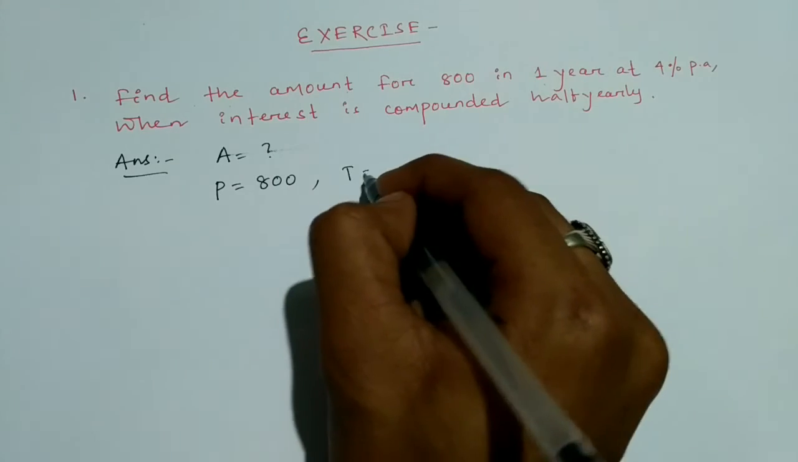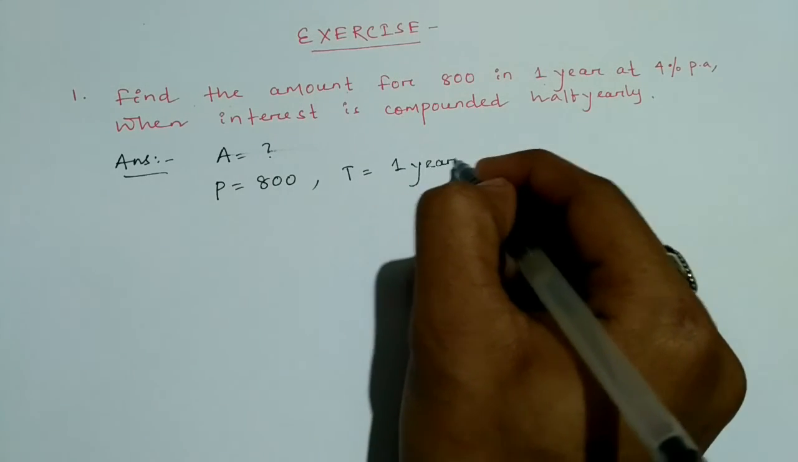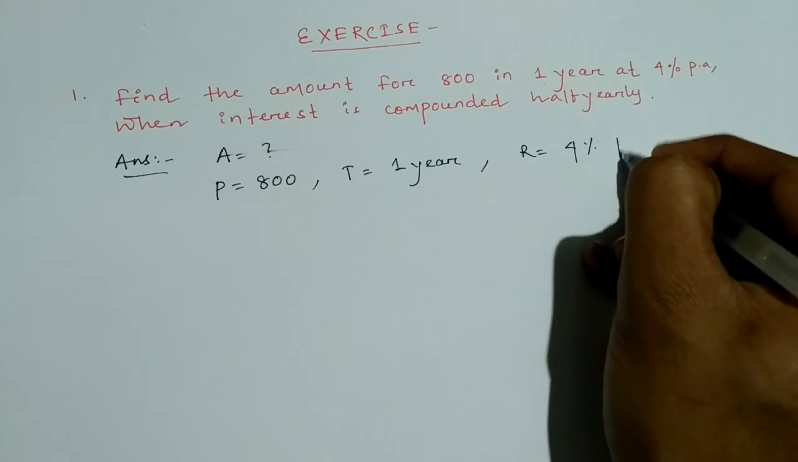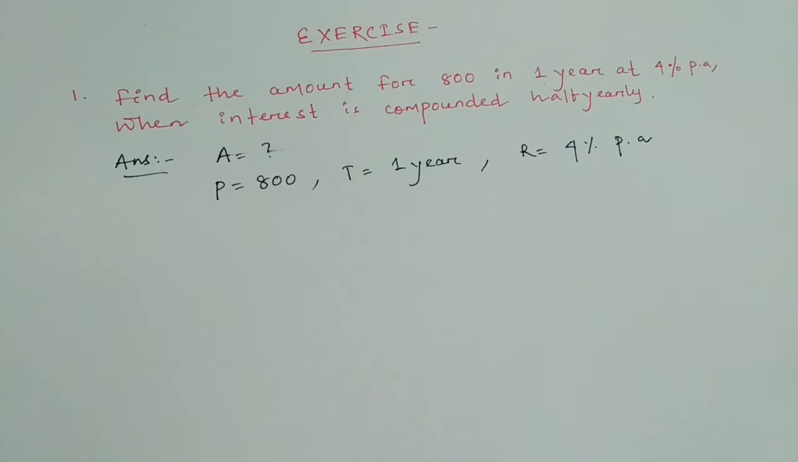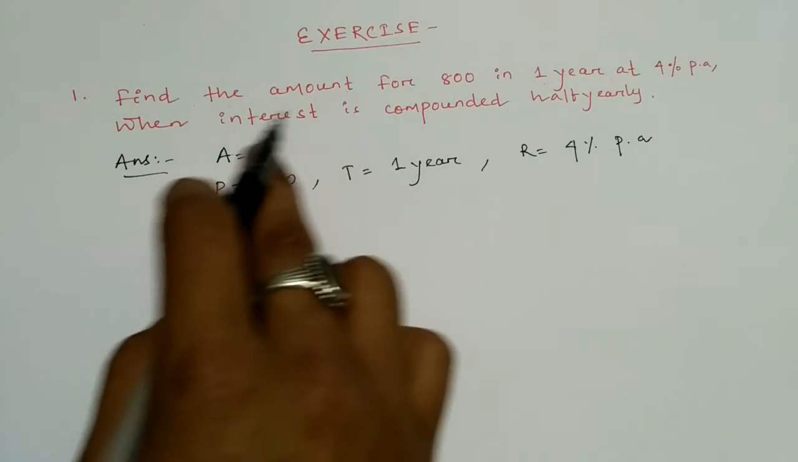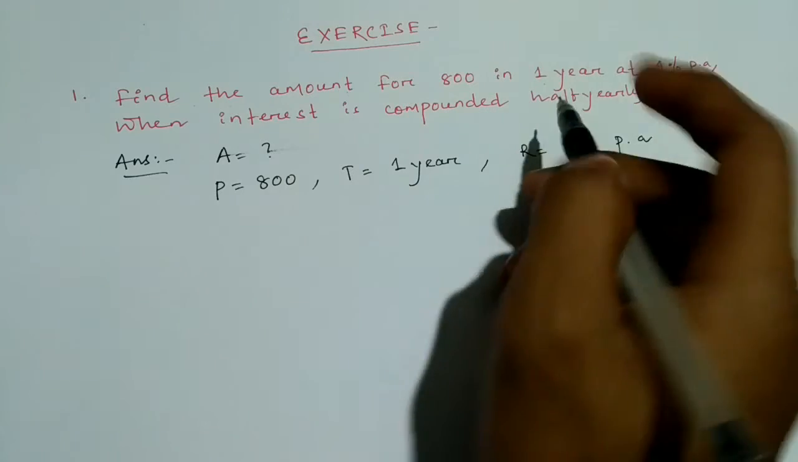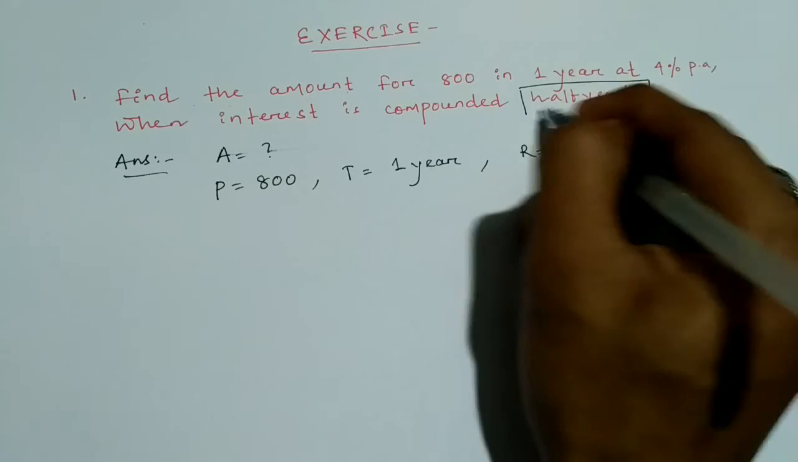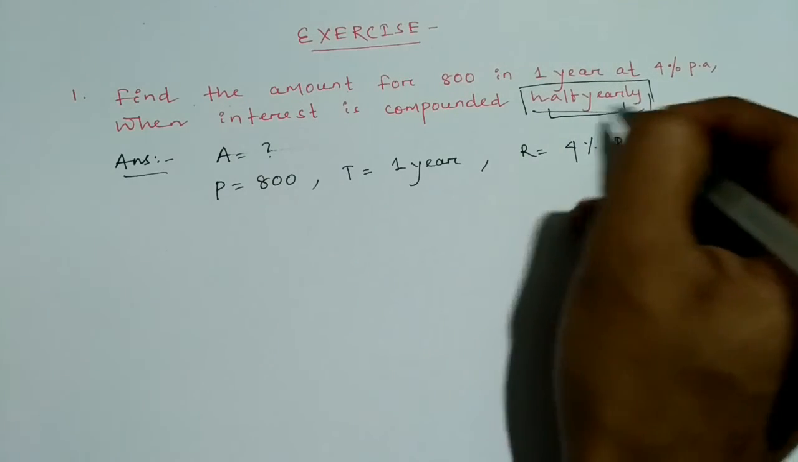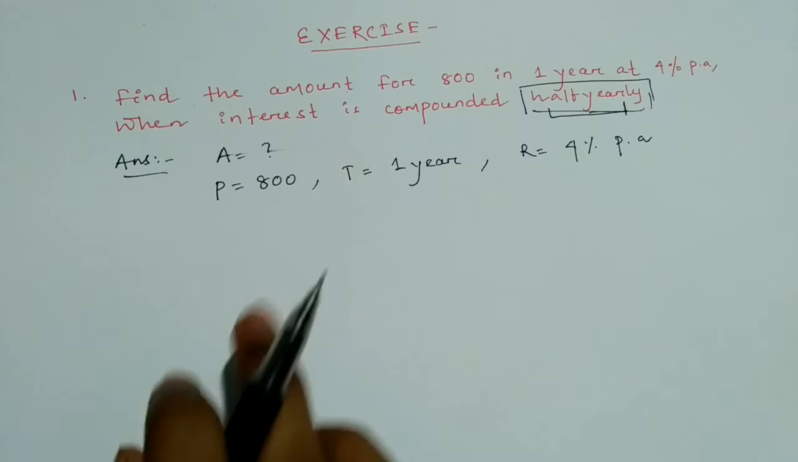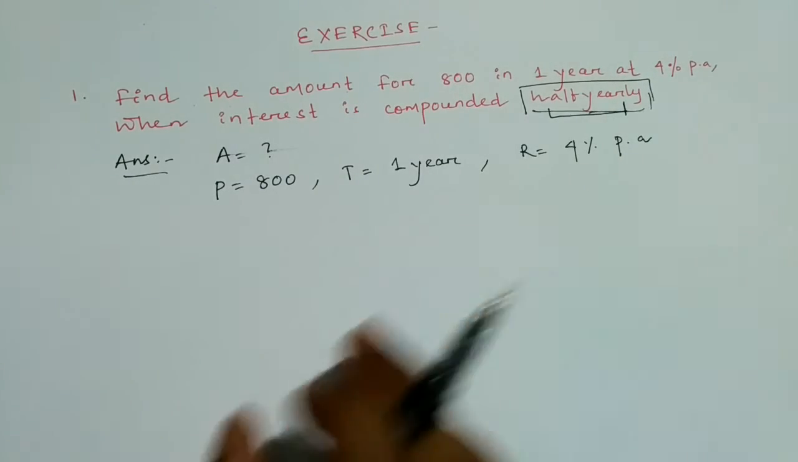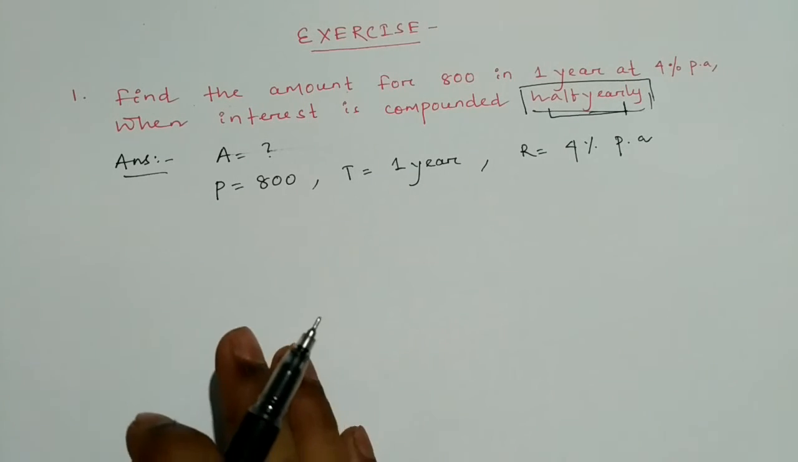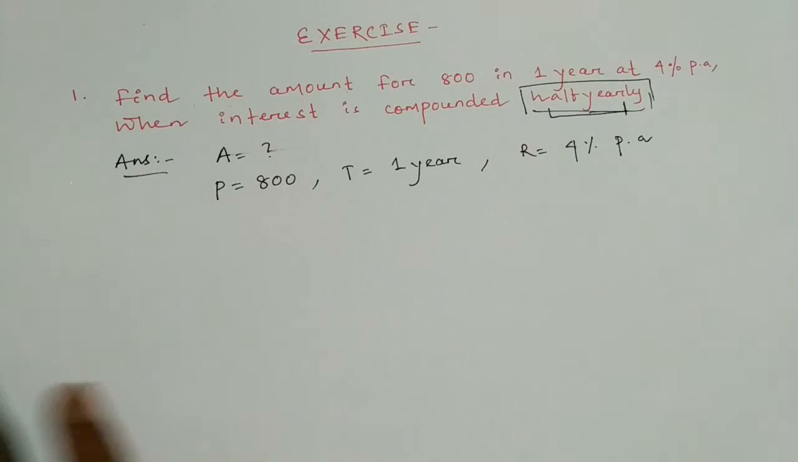Time period is 1 year. Okay, just note it down. And rate of interest is 4% per annum. But the question is that the interest is compounded half yearly, and we have to find the compound interest. So principal will remain the same, but time period and rate of interest will be different, as I already discussed. This will be totally easy for you if you see the example part very carefully.